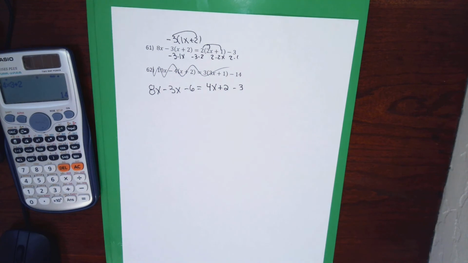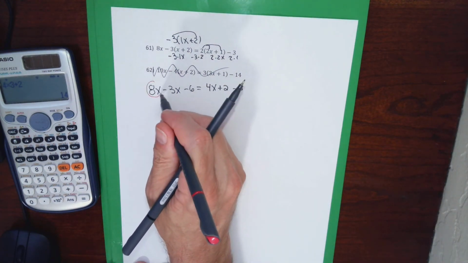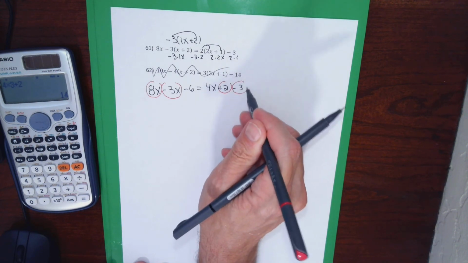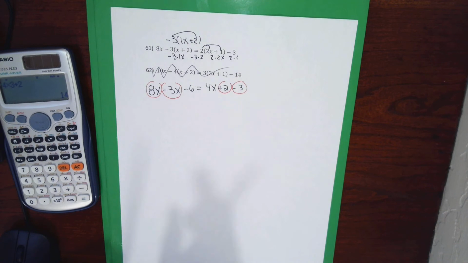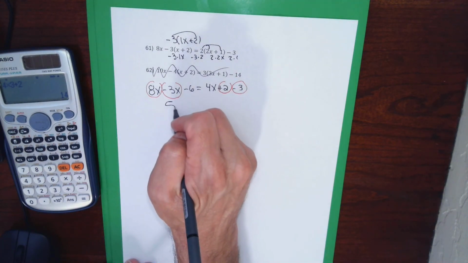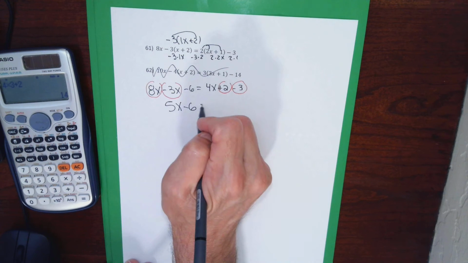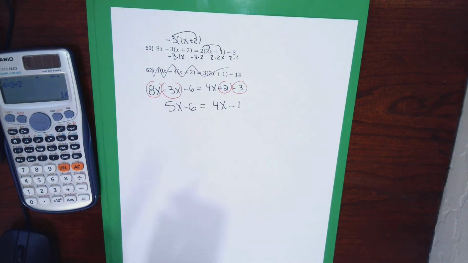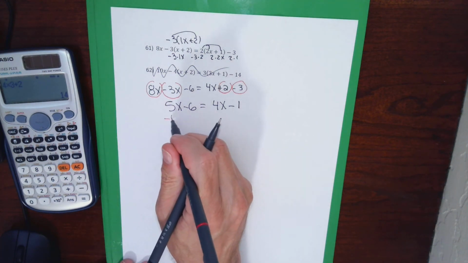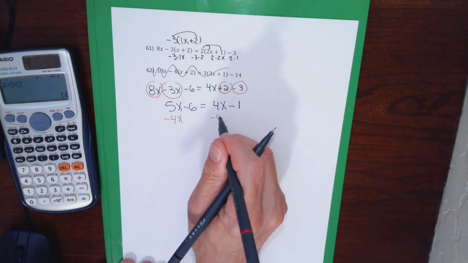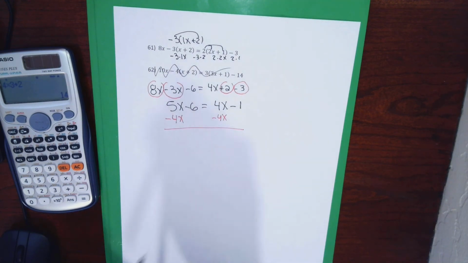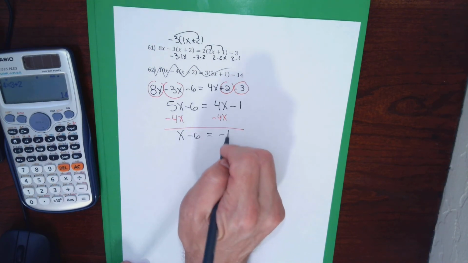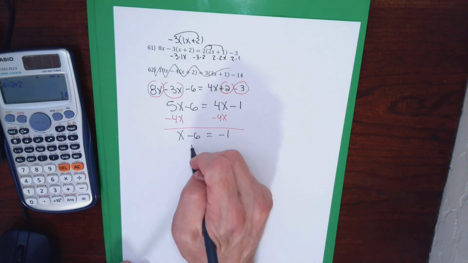I'll leave the negative 3. So I cleared the parentheses, and then I'll combine like terms on each side of the equation. On the left side of the equation, the 8x minus 3x are like terms. Those will combine to 5x. On the right-hand side, 2 minus 3 is negative 1. Now I'm going to subtract, and get 1x minus 6 equals negative 1. I don't have to write the 1 in front of the x, but I can.